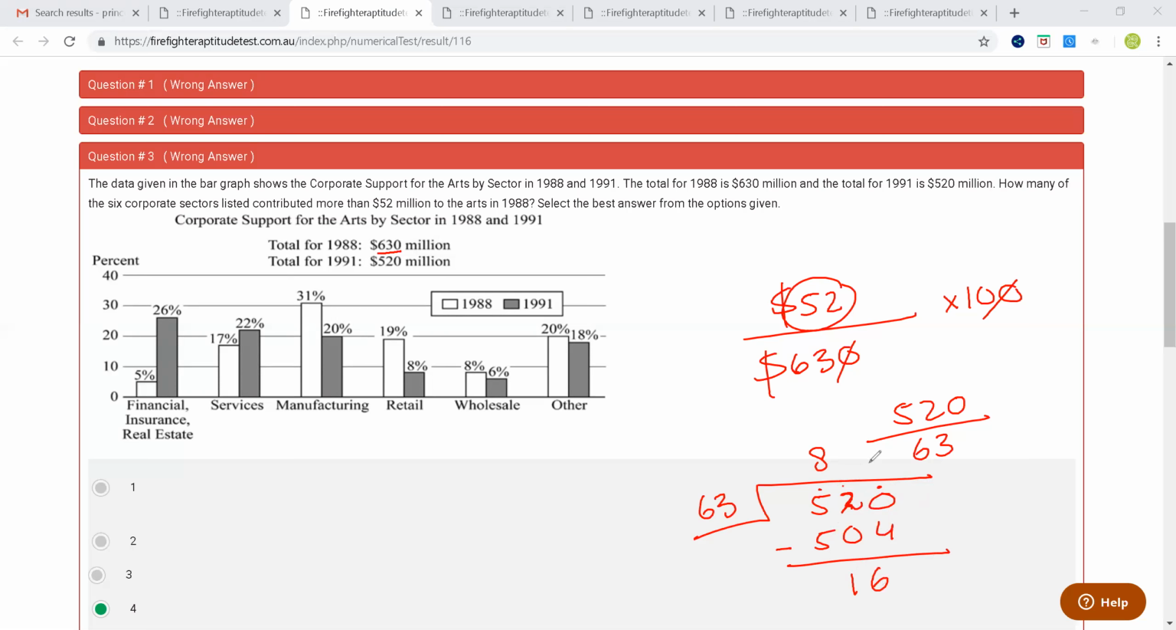And since 16 is smaller than 63, we put a full stop and then add 0, and then we don't have to solve it. So 8%, any company or sector above 8% shows that they have spent more than $52 million. So it is not wholesale. Yeah, if it was 8 point something, so it cannot be real estate. It would be other, manufacturing, service, and finance and real estate. So 1, 2, 3, 4. 4 answers.